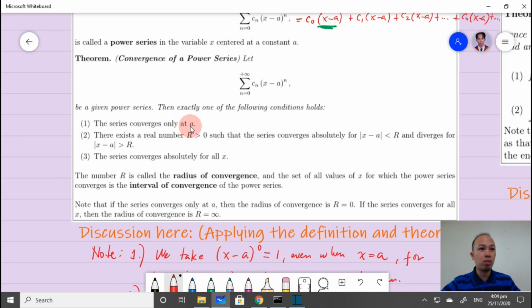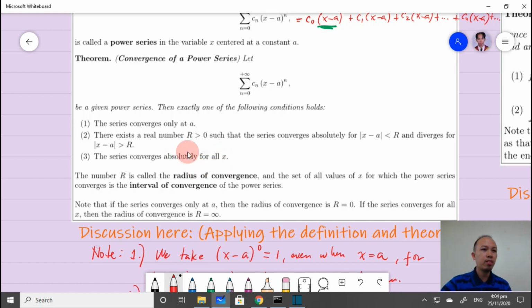It is a singleton set. The series converges only at a. And the second one is if you can find a number R which is greater than 0, such that the series converges absolutely in this interval, and diverges in this interval here. And also number 3, if the series converges absolutely for all x.